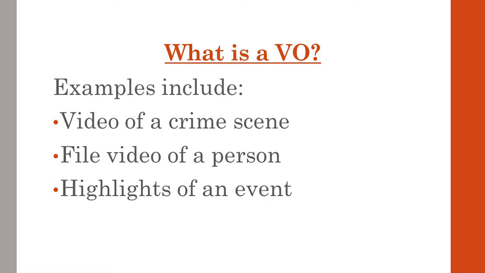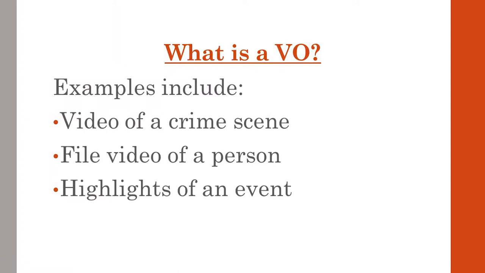Anytime you see video of a crime scene or maybe a car accident, well, that's a VO because it's a collection of shots that tries to tell the story while an anchor or reporter actually talks about what happened, basically who, what, when, where, why, and that's how they tell the story with their voice to tie along with the video that we see.